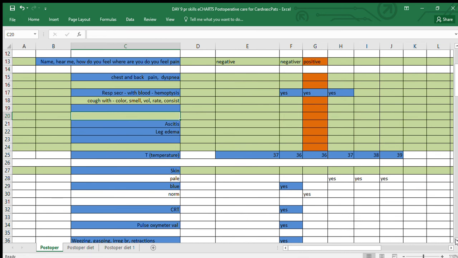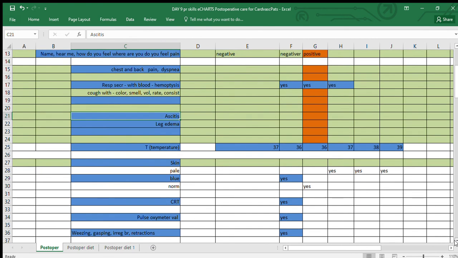We want to check the patient's pulse oximeter. We want to check for wheezing, gasping, irregular breathing, and retractions as we're examining our patient. Like I said, these are all vitals. These are all the basic things we need to find out before we further our treatment or our examinations.